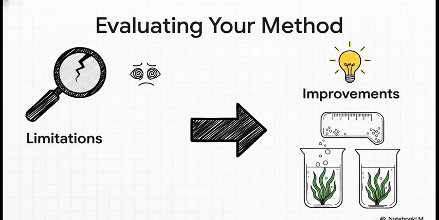But wait, we're not quite done. Great scientists are always critical of their own work. So to get those top grades, you have to evaluate your method. What were the limitations? For instance, with the pondweed, counting bubbles isn't perfect, right? Because the bubbles can be different sizes. So how could you improve it? Well, you could suggest collecting the gas in a syringe to measure the volume instead. Finding those weaknesses and suggesting smart, practical improvements, that's what really makes an investigation stand out.